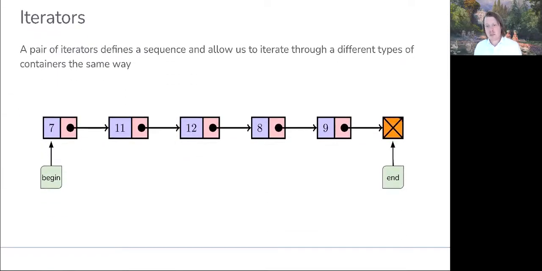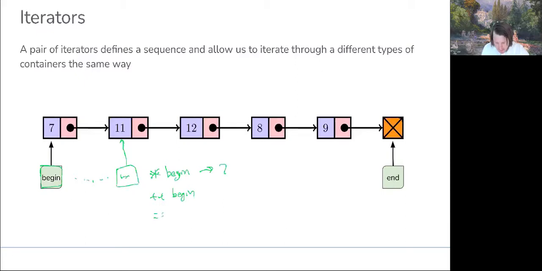So here's a pair of iterators. Go ahead and understand that they define a sequence because we have a beginning point and end to that sequence. And they'll allow us to iterate through different types of containers in the same way. Because again, remember, this is an iterator, so it supports the dereference operator. So begin dereferenced would give us 7. Plus plus begin would move begin to the next element.